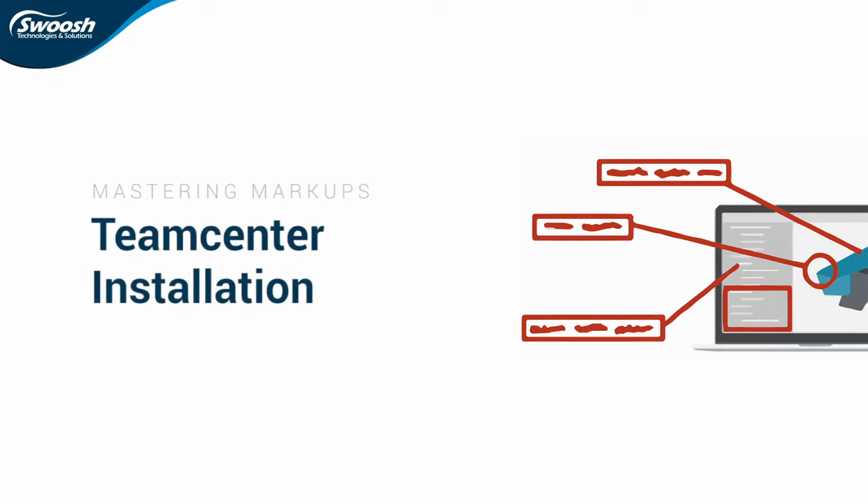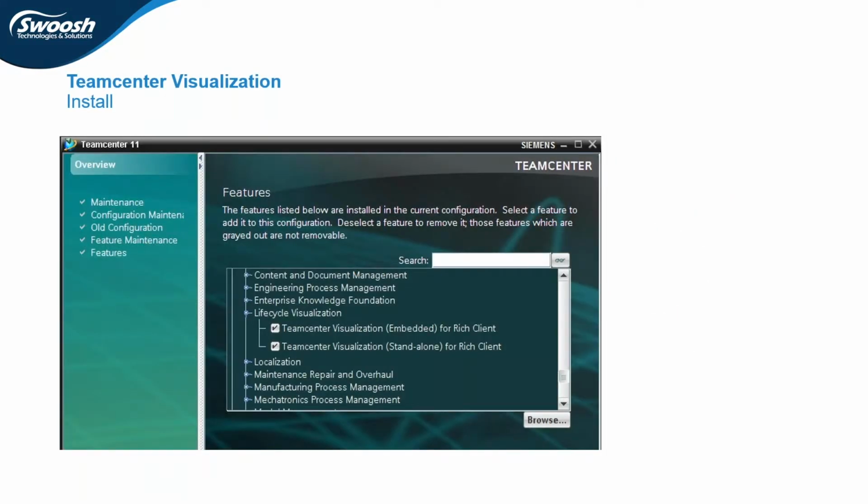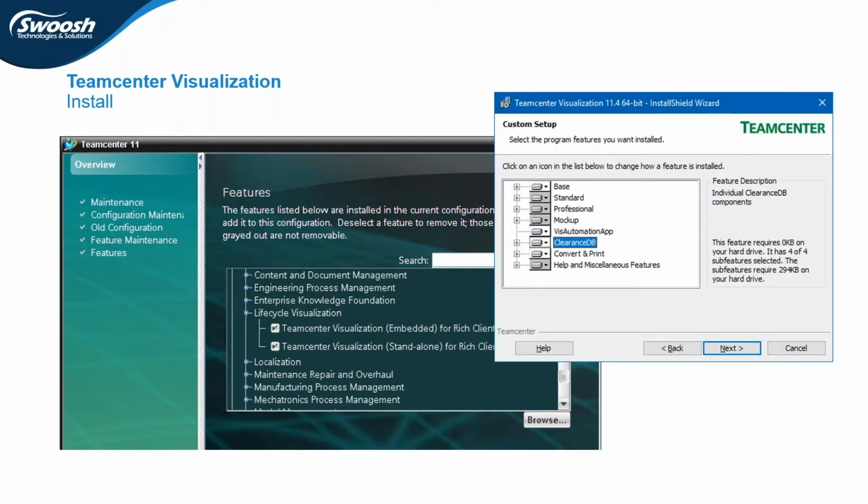When you're installing, you want some of these capabilities. One thing you will have to do if you're using the rich client, make sure that you go into TAM if you want the embedded client, the embedded visualization for your rich client. Make sure that you go through TAM and go down to your extensions, go down to your lifecycle visualization, and you can do the embedded version.